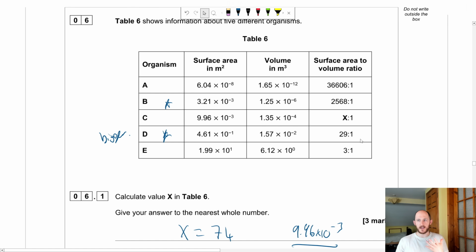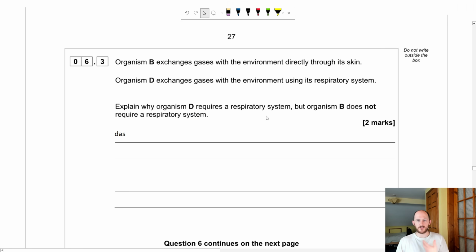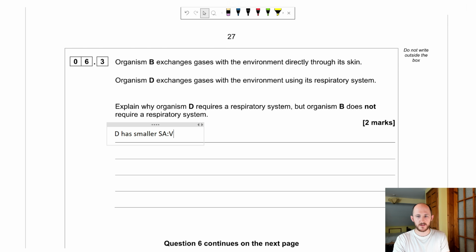So what does that mean? Well, because it's bigger, it means that when you take its surface area and divide it by its volume, it's a smaller value. This means that it can't get sufficient gas exchange through the surface of its skin, and it needs instead a respiratory system. So let's word that in terms of biology. Well, D has smaller surface area to volume ratio. Again, you'd want to write that in words.